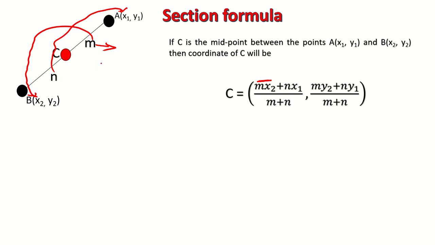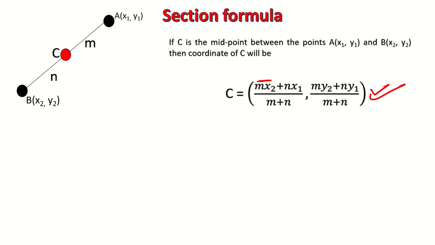Maybe by chance if you write n here and m here, then the formula will change. So memorize this formula, no doubt, but understand with the diagram also where m and where n is written. Now, this is some simple use of the section formula.